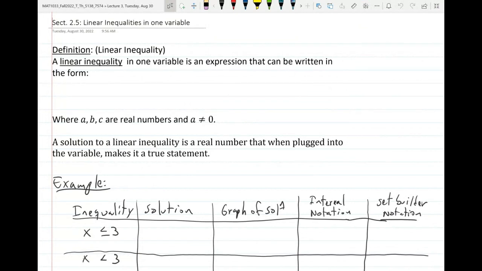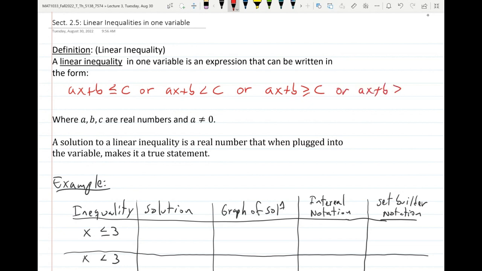And these are linear inequalities in one variable. Because again, later we're going to talk about linear inequalities in two variables, which the way we handle those is different. Okay, so first let's get the definition out of the way. What's a linear inequality in one variable? Well, it's an expression that can be written in the following form: ax plus b less than or equal to c, or ax plus b less than c, or ax plus b greater than or equal to c, or ax plus b greater than c.